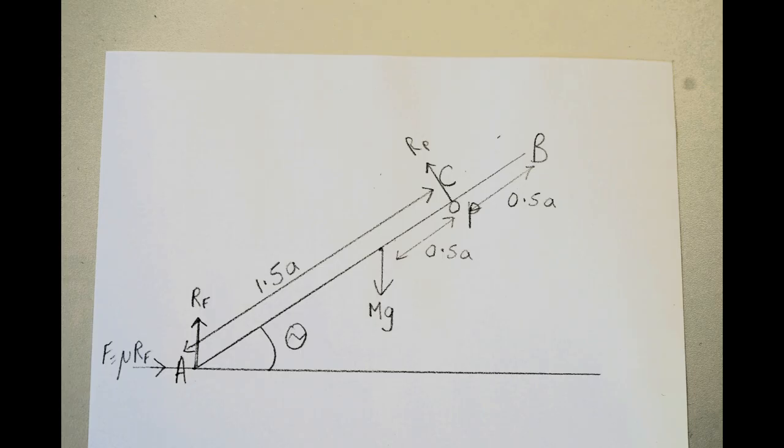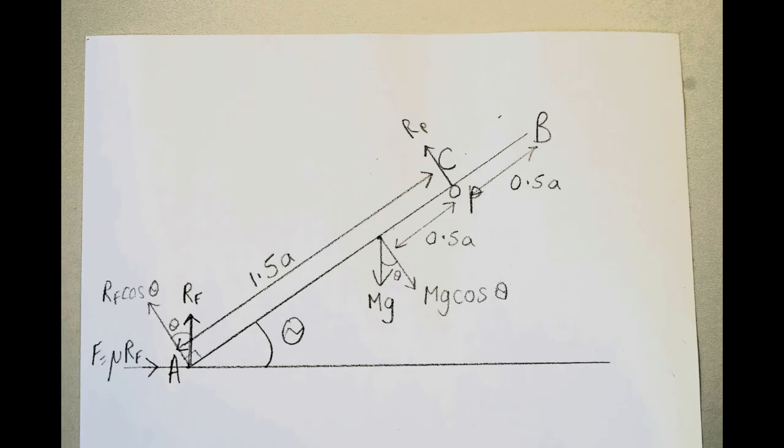Next, we need to resolve the forces that aren't perpendicular to the rod. Rf becomes Rf cos theta, and mg becomes mg cos theta. See my video on resolving if you need help with that. So we're nearly at the stage to start part A.